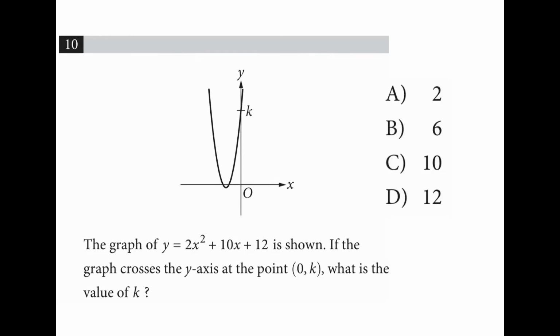If the graph crosses the y-axis at the point 0, k, what is the value of k? So that's when you plug in a 0 for x, which makes this part go away, and you're left with 12.